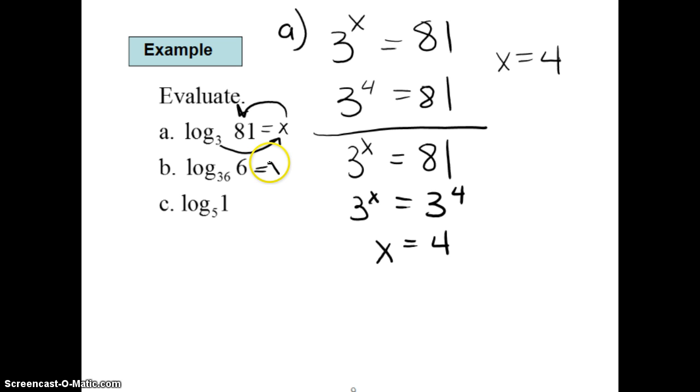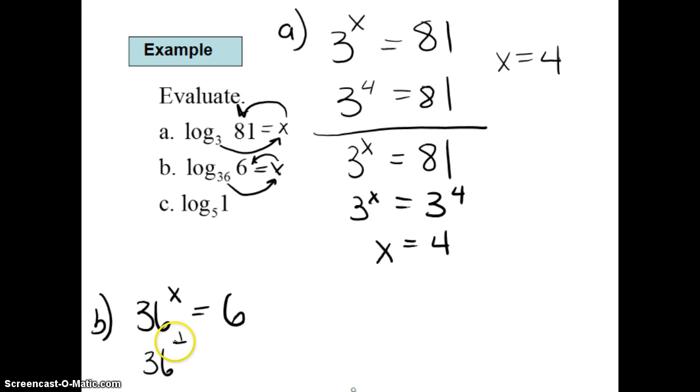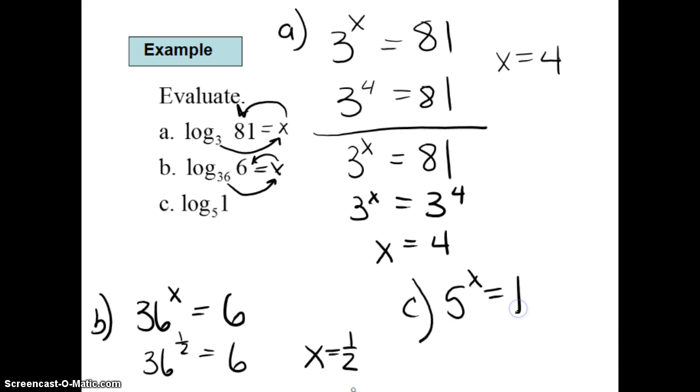Let's look at the next one. Up and over. 36 to some number has to equal 6. Well, the square root of 36 is 6, and we know that the equivalent of a square root is 1/2. So I know that x equals 1/2. And finally, 5 to the x equals 1. Well, as we said before, the only thing that can equal 1 is when we do 5 to the 0. That means that x must be 0.